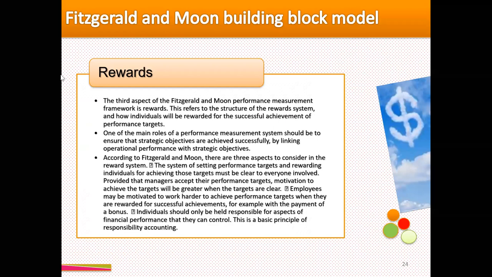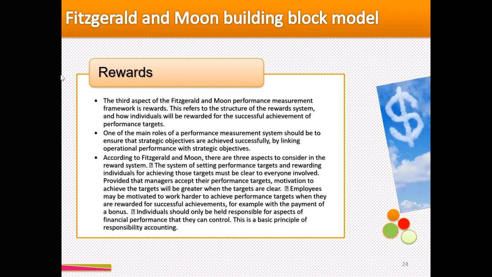Then you have rewards. The third aspect of the Fitzgerald and Moon performance management framework is rewards, how rewards are given. You should be able to link strategic objectives to operational performance, and you should be able to understand how rewards help you to achieve operational performance. There are some things you need to consider when you are looking at a good reward system. A good reward system should motivate employees to work harder. It should set reasonable targets. You shouldn't give a reward where you know the person can easily achieve the target, and then you just provide a reward for it.